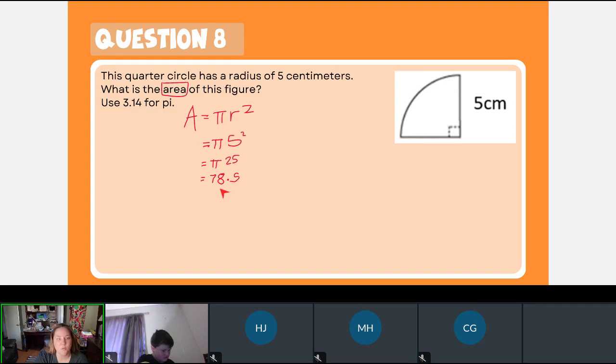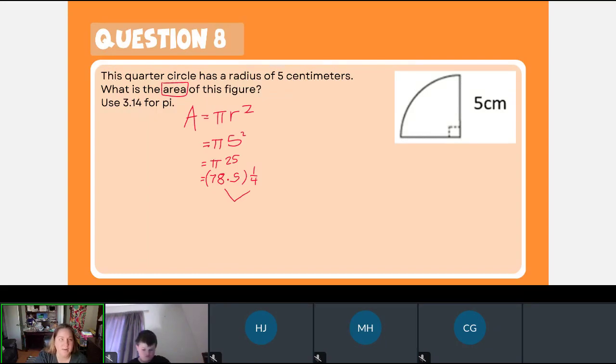Now, this would be the area of the whole circle, right? 78.5. But since it's only a fourth of a circle, what do we need to multiply 78.5 by? Close, Zach, not 4, 1/4, right? Or not 0.5, that would be half, 0.25, okay? So we're going to multiply 78.5 by 1/4, or you can think of it as 0.25.